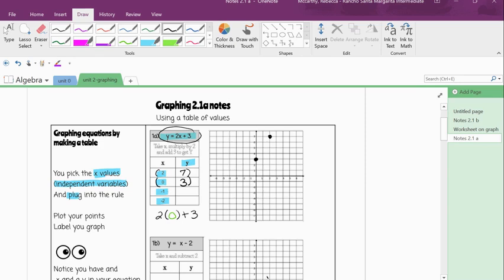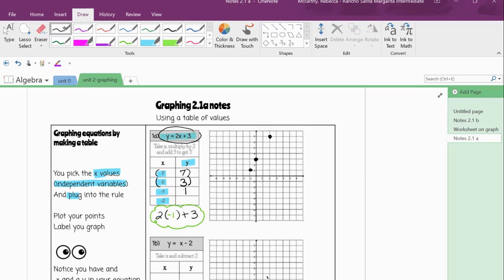For my other values, I always want to pick some positive numbers and some negative numbers, and I always want to include 0 because that's so easy to calculate. So now I have x is -1. Every time I see my x, I replace it with a -1. Now this part here, you could just do in your head or write it as chicken scratch. I don't need to see that step. 2 times -1 is -2, plus 3 is 1. So these are my coordinates. I'm going to find -1 on my x-axis and 1 on my y-axis, and that'll be this point there.